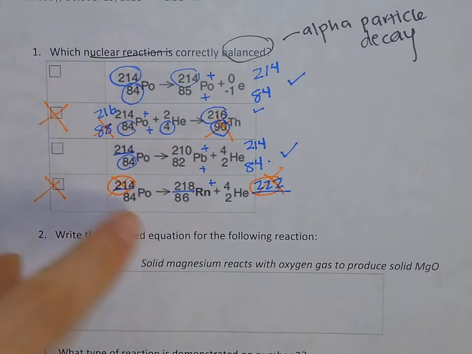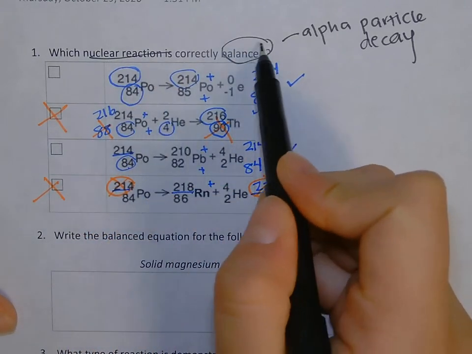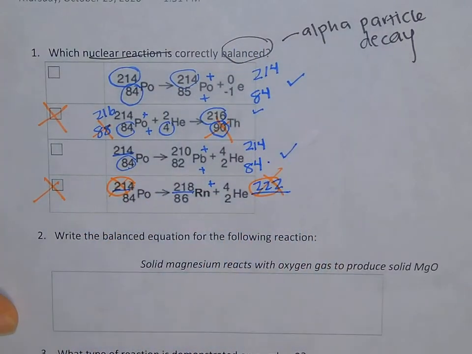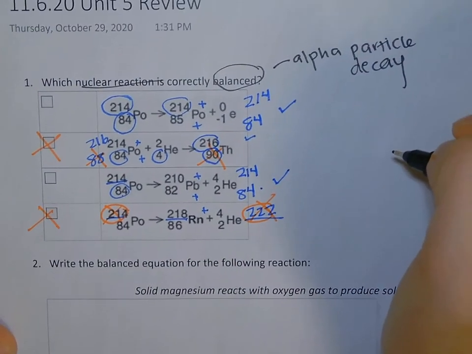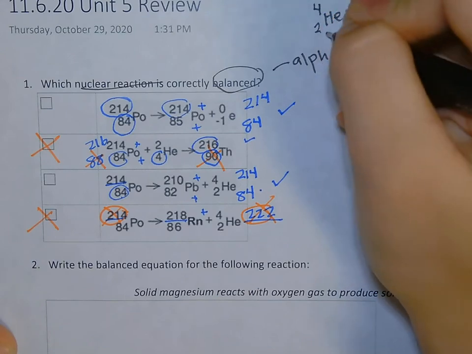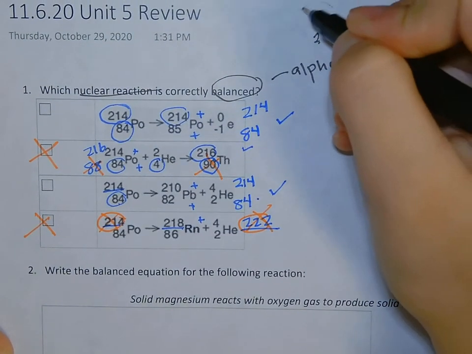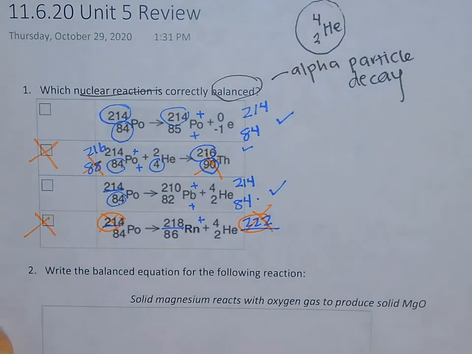Okay, so ignore all this previous writing. What we are finding in this question is a nuclear reaction that is balanced for an alpha particle decay. First thing that you should know here is that an alpha particle will look like this: helium with an atomic number 2 and a mass number 4. So I have to find this somewhere in my equation.